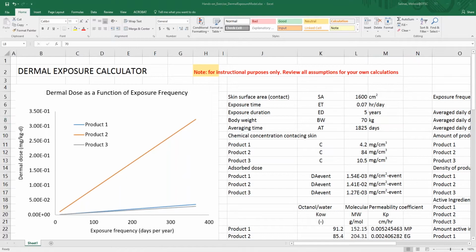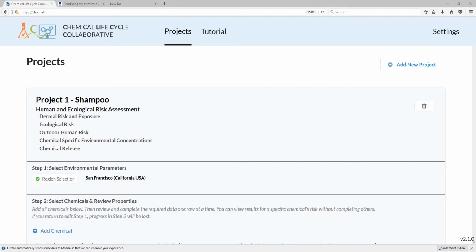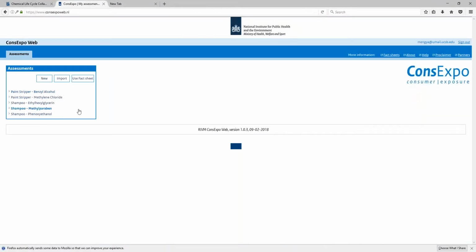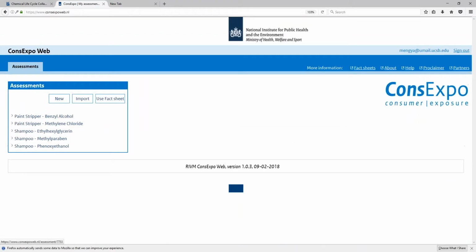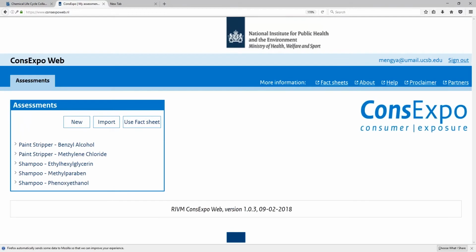So let's go over now to ConsExpo. That is this tool. It's a tool that's been developed by an institute in Europe, the National Institute for Public Health and the Environment. They basically have made this tool available for consumer exposure. You can look at different types of assessments. Right now we have it for the paint strippers and the shampoos, but you could start out and do one for many, many different consumer products.